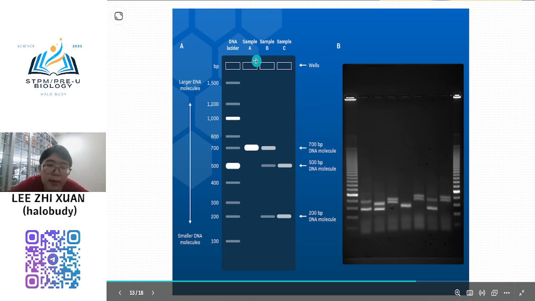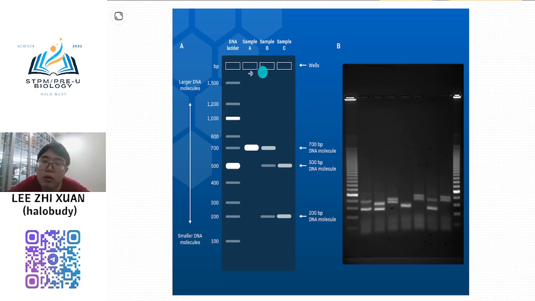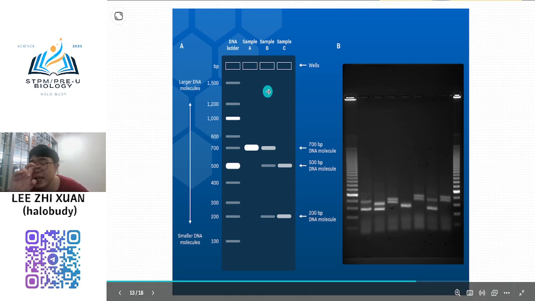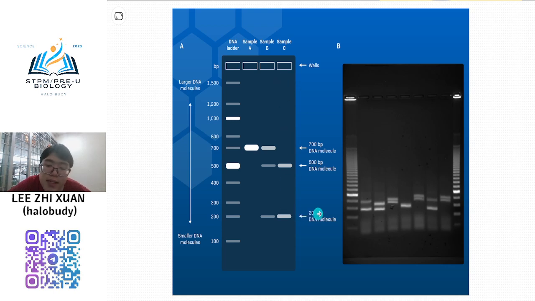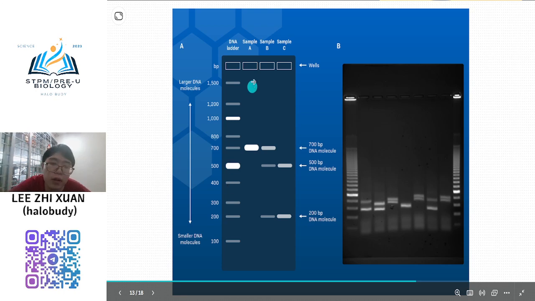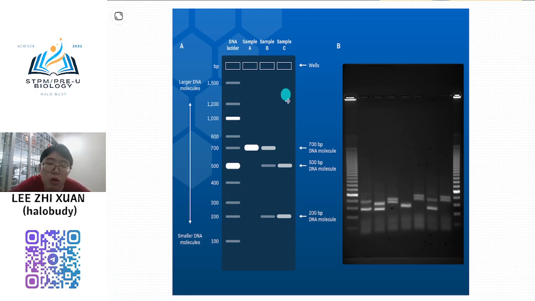Then I need to tell you that electrophoresis separates DNA according to size, meaning the smaller the DNA, the faster it moves. You will see here 100, 1,500, and this one is 200, right? The farther away from the well, the smaller the fragment, and it goes very, very fast. But the larger fragments go very slow, so they cannot move too fast. Based on their size, yeah. And also the charge: DNA is negatively charged, so it will move toward the positive electrode.